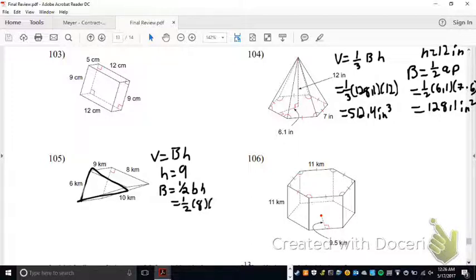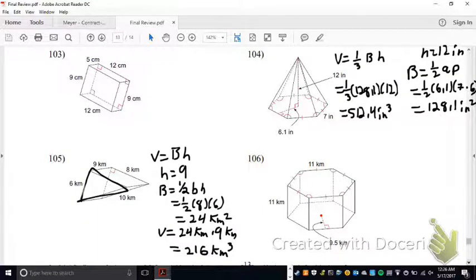1/2, 6 times 8. That's base times height on the triangle. So the area of the base is 24 square kilometers. That makes our volume, area of the base, 24 kilometers squared, times the height, 9 kilometers. 216 cubic kilometers. It's a big old triangular prism.